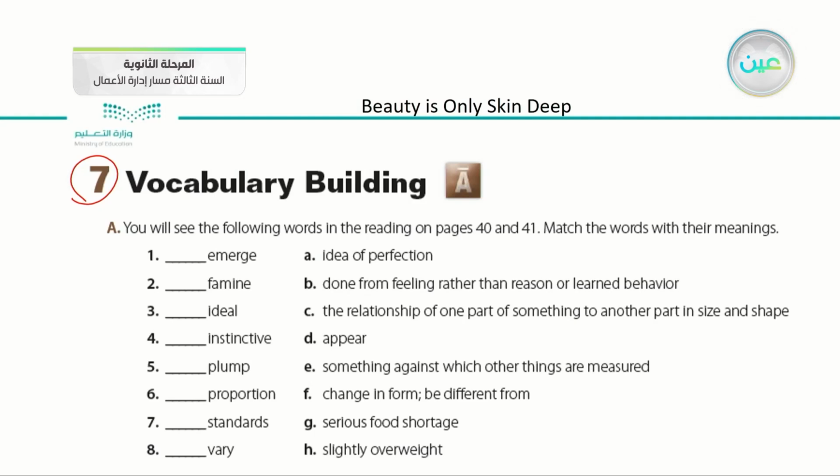Ideal, something perfect. Instinctive, something following the feeling, not the reason. Plump, chubby or stocky. Proportion, the suitability or the fitness of something. Standards are the measures. And the last one, vary, means changes from someone or from something to another. And the answers of these words are as shown here on this slide.